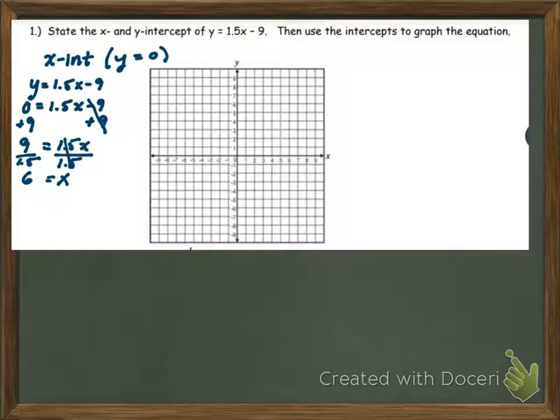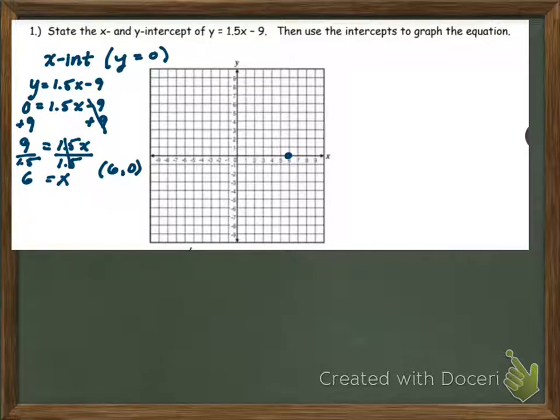Now remember, your intercept is a point. So that intercept means that x is 6 when y is 0. So that's the point (6, 0) on the graph. Going across 6 and up 0. That's where it crosses the x-axis.